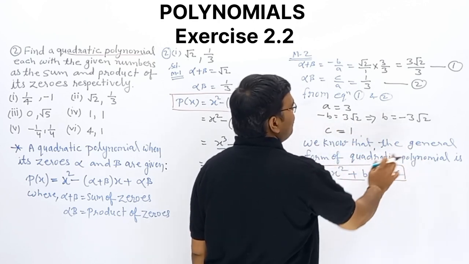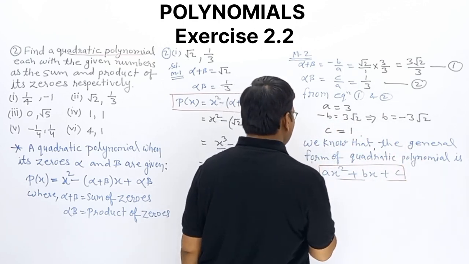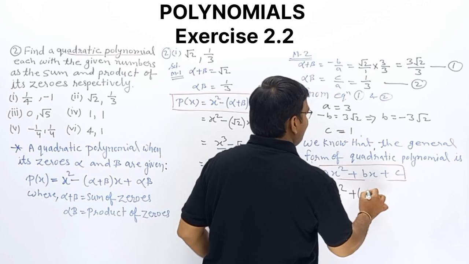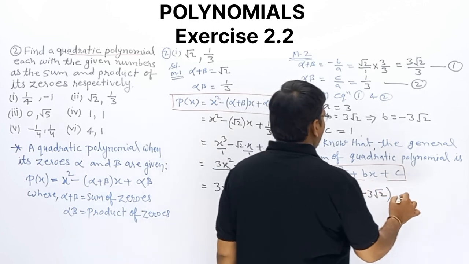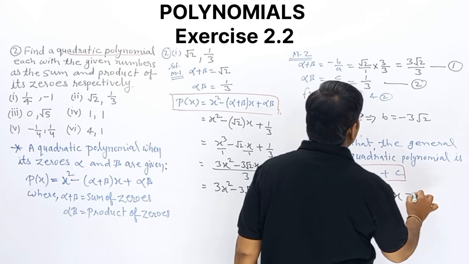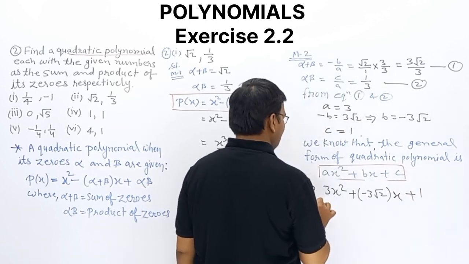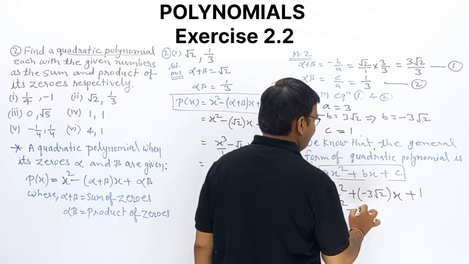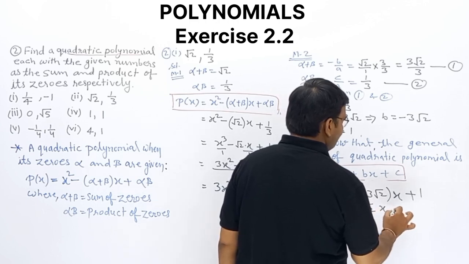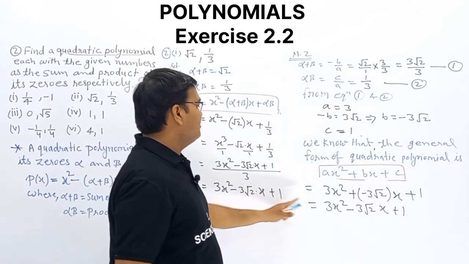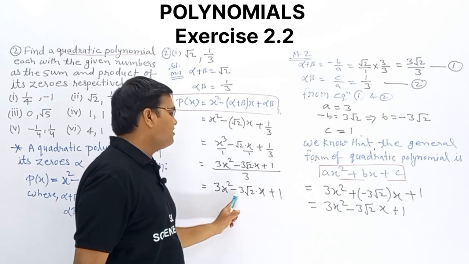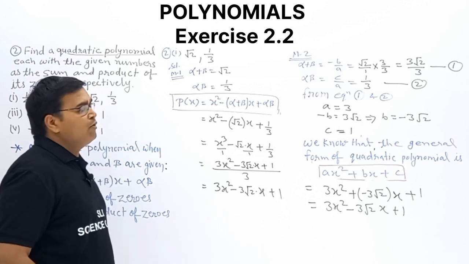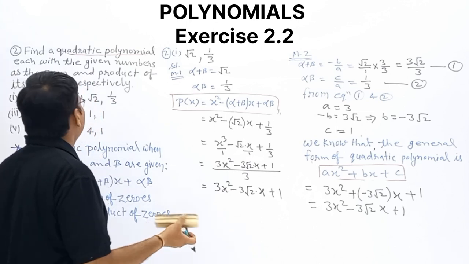We know that the general form of the quadratic polynomial is this one. Put these values. a is 3, so 3x square, plus b is minus 3 root 2, x, plus c is 1. Solve this one: 3x square plus into minus, minus 3 root 2 x plus 1. Compare both. In both methods we are getting the same result, so we can do this one also. Clear?